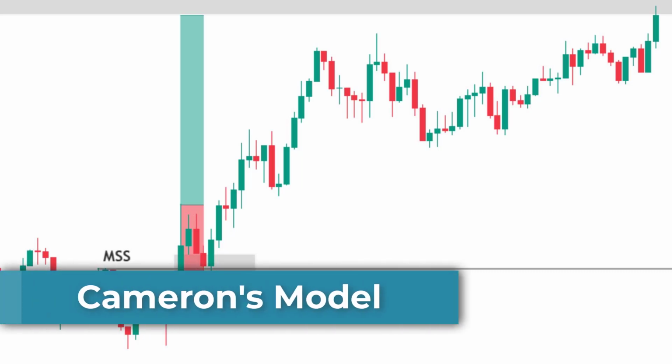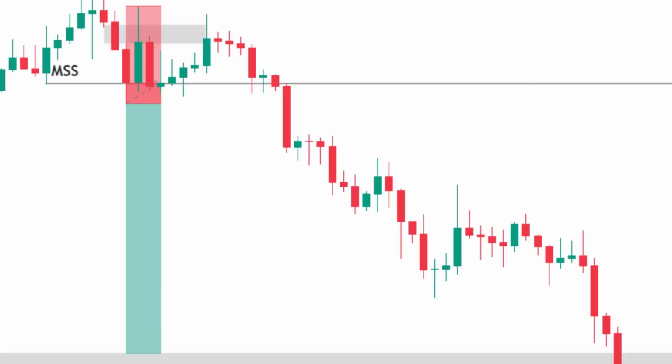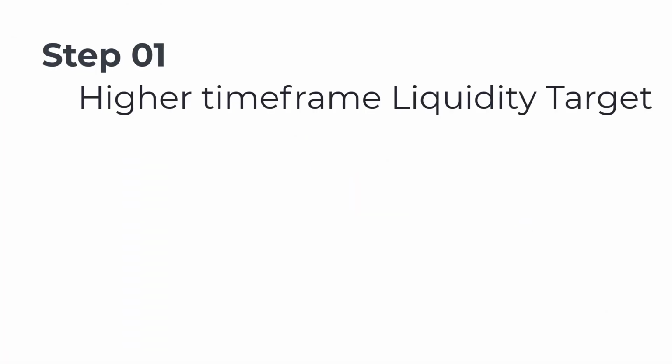Cameron's model is a high-probability execution setup within the smart money concepts and ICT framework, specifically designed to capture an expansion that occurs after a stop hunt. To apply this model, we first need to identify a nearby external liquidity level, for example, a swing high, a swing low, or a support and resistance zone.